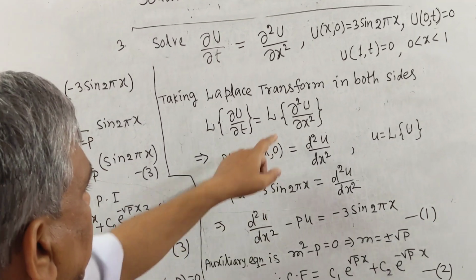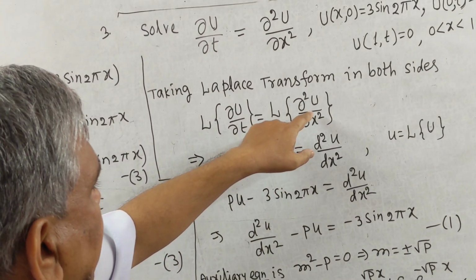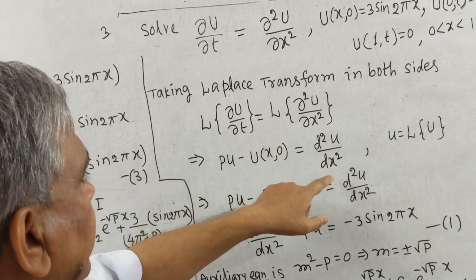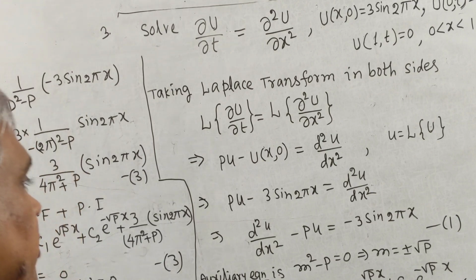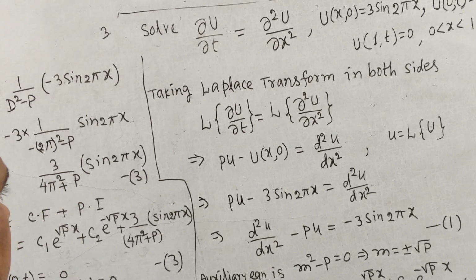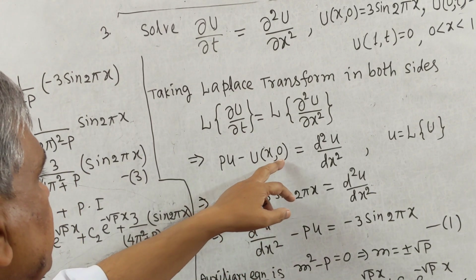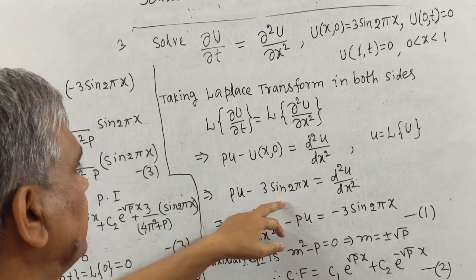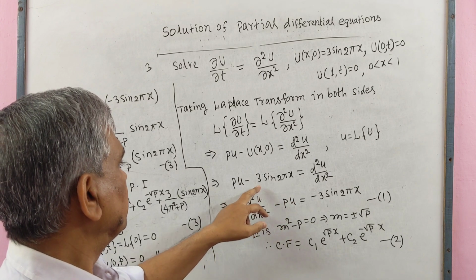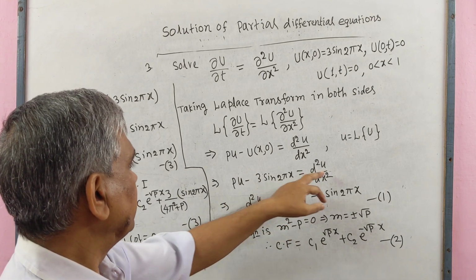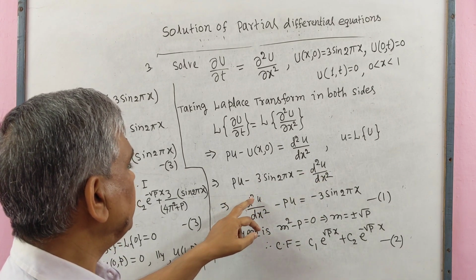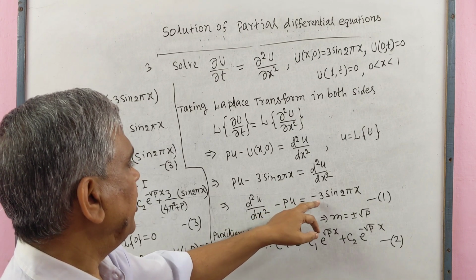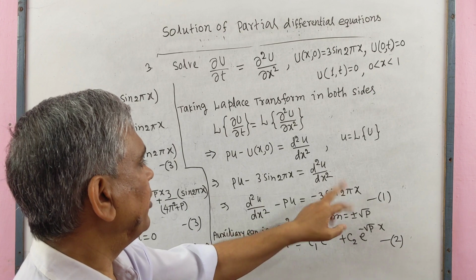Here the Laplace transformation of ∂²u/∂x² is d²u/dx². We know this already. Putting u(x,0) = 3 sin 2πx here, we get the differential equation d²u/dx² − pu = −3 sin 2πx.